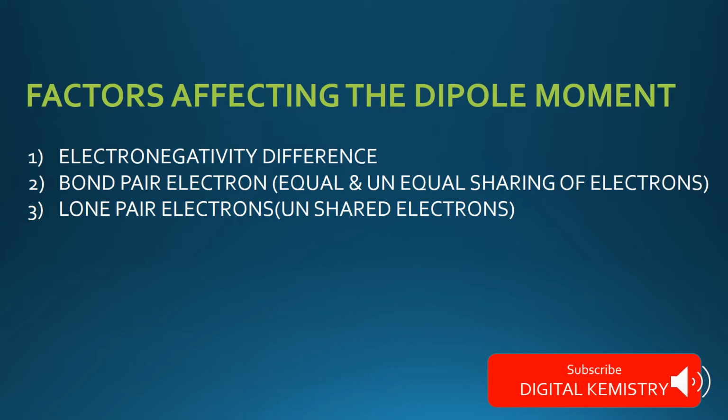So friends, if we have a bond pair of electrons with equal sharing of electrons, it will result in a zero dipole moment. Whereas, if we have a bond pair of electrons with unequal sharing of electrons, it will result in some dipole moment value. Third is a lone pair of electrons. Due to this lone pair of electrons, the molecule must have some dipole moment value.